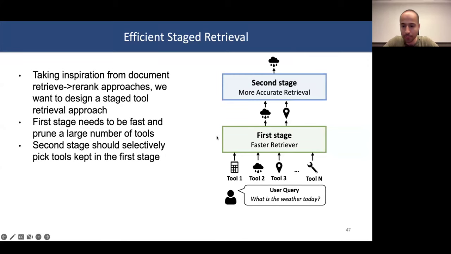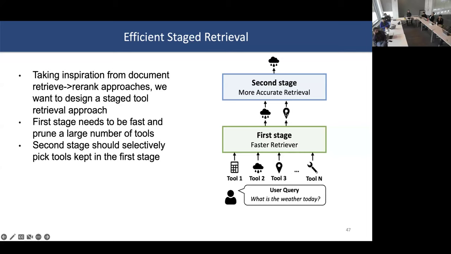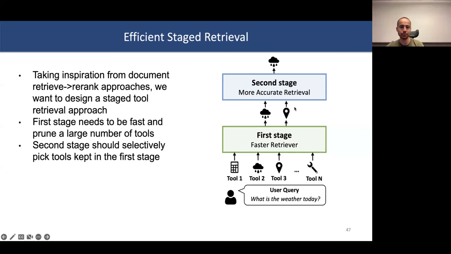For example, here, when the user asks what is the weather today, let's say you have multiple tools. The first stage only returns the weather tool and let's say the map tool. And then the second stage, which is the more accurate stage, looks at this and returns the weather tool as the output.